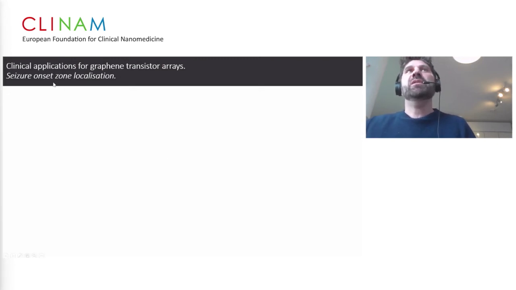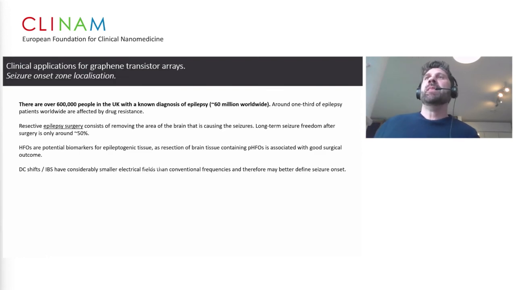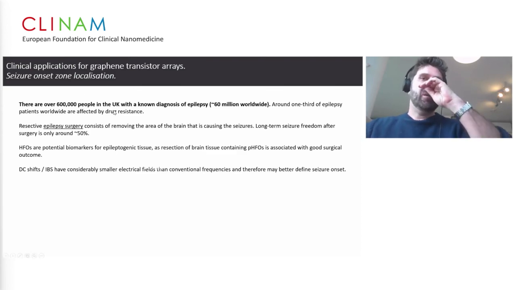So now, in the last couple of minutes, I'll get onto the clinical applications. And the one that I'm going to focus on is the identification of a seizure onset zone. And why would we be interested in doing that? Well, there are a lot of people around the world with epilepsy. It's the most common neurological disorder in adults. And unfortunately, about a third of those people do not respond adequately to anti-epileptic drugs. And therefore, there's a great need to try and treat this large population that aren't suitable for anti-epileptic drugs.